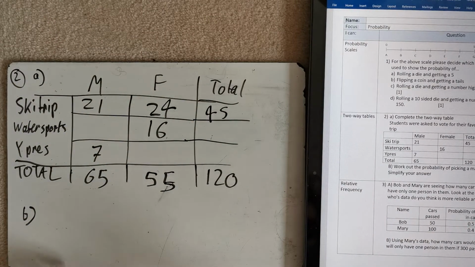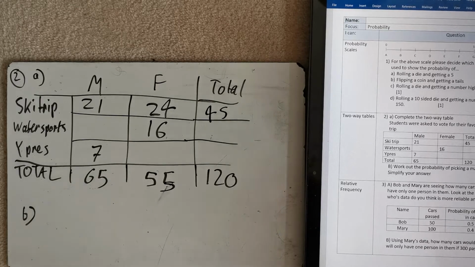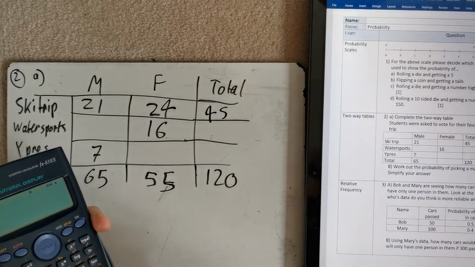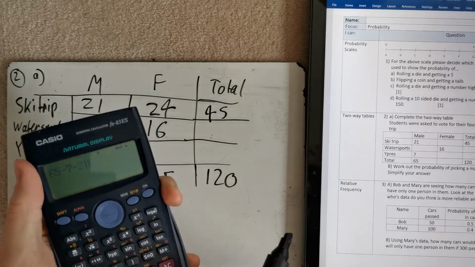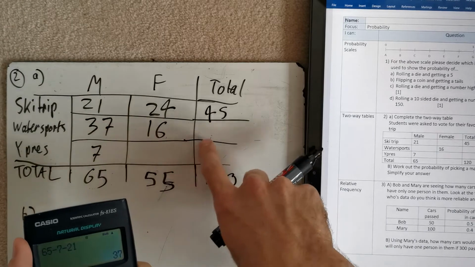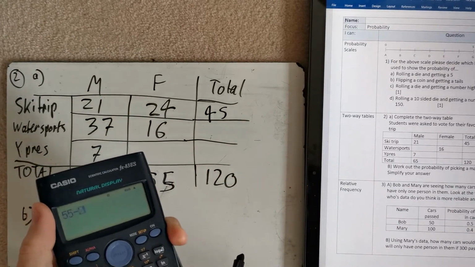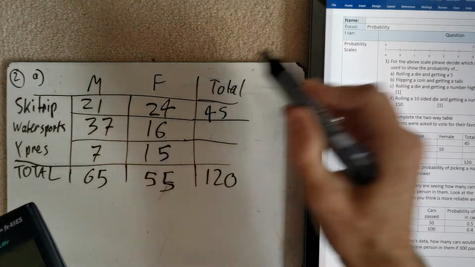Now, I might start using my calculator just for quickness because I don't want to waste anyone's time. So first of all, let's go for 65, take away 7, take away 21. That's going to be 37 for this one. What's going to go here? We're going to have 55, take away 24, take away 16. We're going to get 15 there.